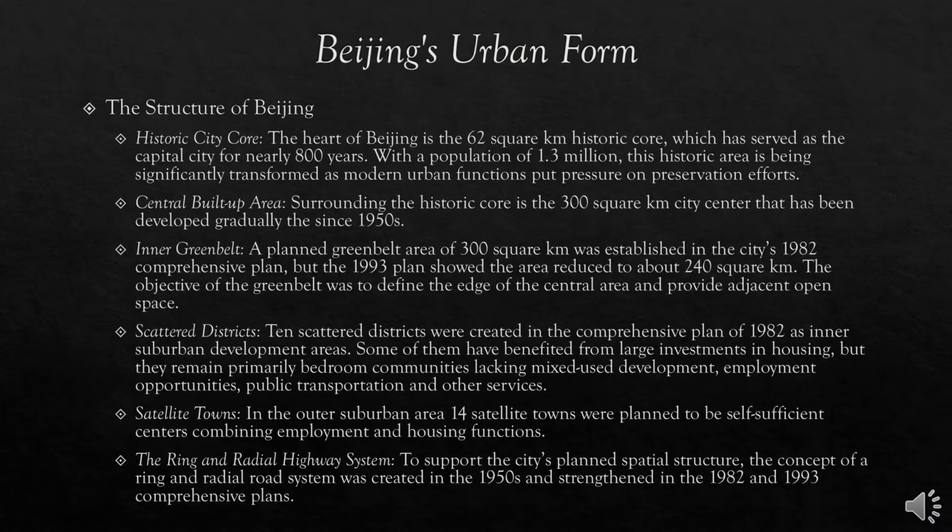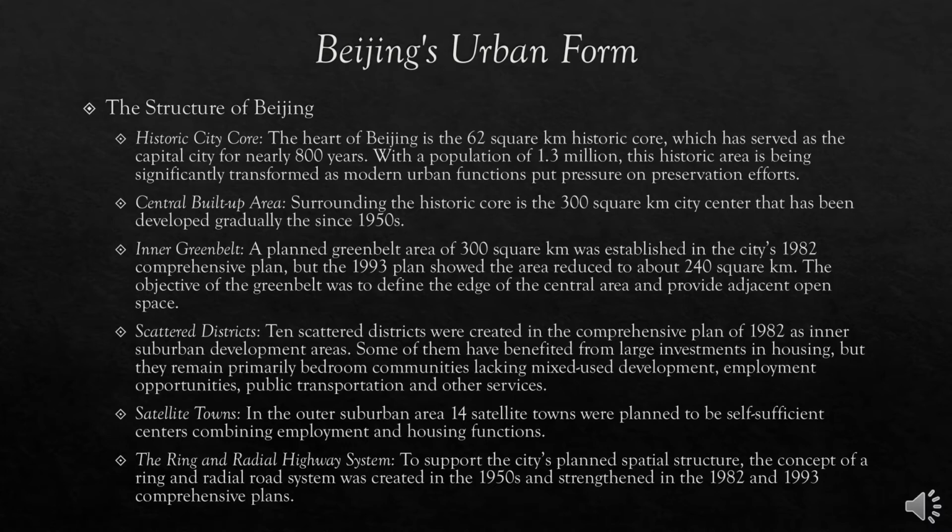the preservation efforts. The central built-up area surrounding the historic core is a 300 square kilometer city center that has been developed gradually since the 1950s. The inner greenbelt was a planned greenbelt area of 300 square kilometers, which was established in the city's 1982 comprehensive plan, but the 1993 plan showed the area reduced to about 240 square kilometers. The objective of the greenbelt was to define the edge of the central area and provide adjacent open space.